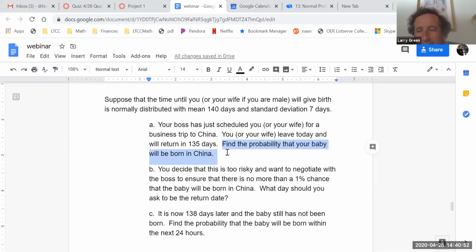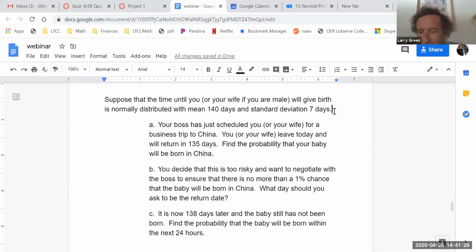Okay, I'm going to give you a minute or two, see if you can do this. See if you can find this probability. Find the probability your baby will be born in China. You're leaving now and you're returning in 135 days. I'm going to give you a minute and then I'll do it, but it's always good for you to try first. And again, you do need the calculator. There's no way you can do this without it.